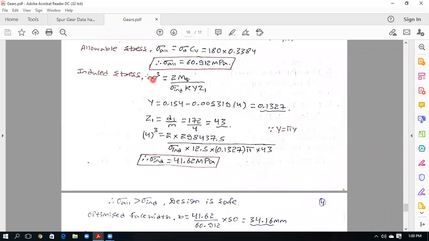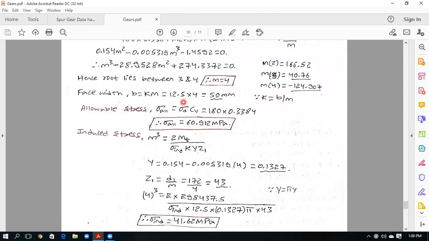After that, next you need to find out the induced stress. Always keep in mind that the induced stress should not exceed the allowable stress. If it exceeds the allowable stress, then the design is not safe. If the induced stress is less than the allowable stress, then the design will be safe. Now, how to find out the induced stress?